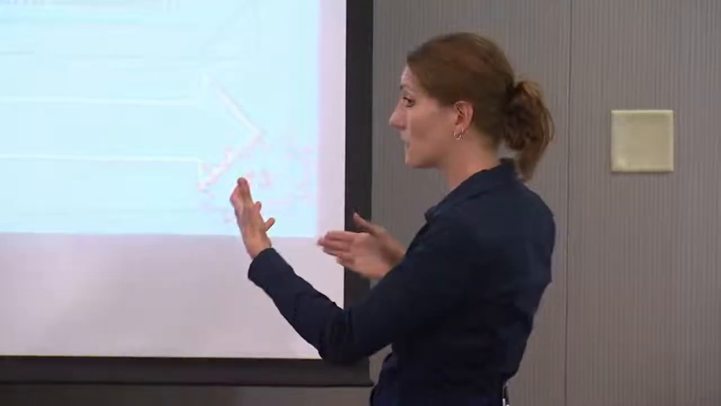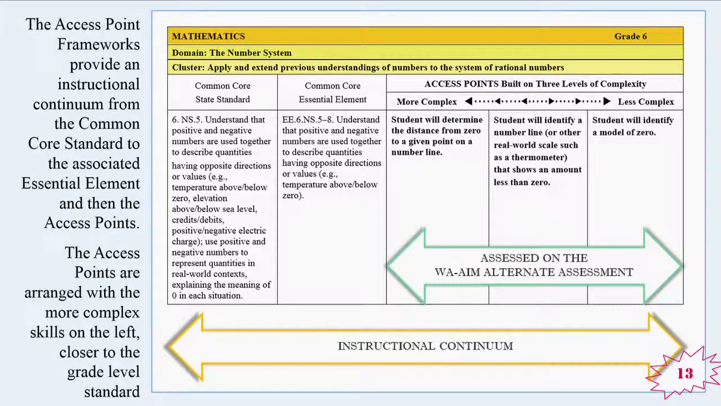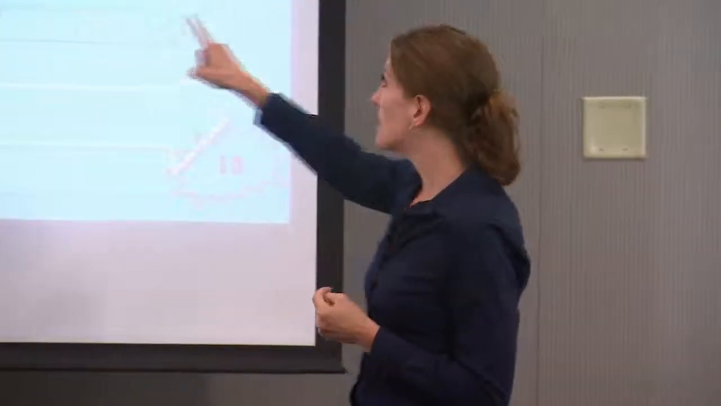So what we've done is we've built that out and said, in the more complex, students will determine the distance from 0 to a given point in a number line. So they're using the concept, right? The middle one is students will identify a real-world number line, like a thermometer, right? And the most initial level, the less complex, is students will identify a model of 0. So we have an entire spectrum. So one of the first things to remember, and I know this is a flip for us in Washington, this is different, is that this is an entire spectrum of standards, statements of knowledge and skills.